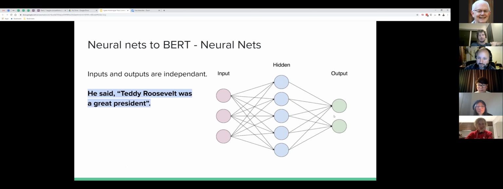But with a vanilla neural net, at least, the inputs and the outputs are all independent. And that's not necessarily a great thing for natural language processing because words have meaning when you compare them to each other. So, for example, you've got this sentence here: he said Teddy Roosevelt was a great president. I stole this from one of Andrew Ng's presentations. I'm not sure if anyone's seen this. When you look at this, you know that Teddy Roosevelt, for example, those two words have some sort of connection because it's a name. Teddy Roosevelt and president have a connection because you might know that Teddy Roosevelt was a president. So doing everything completely independently isn't necessarily a great thing.